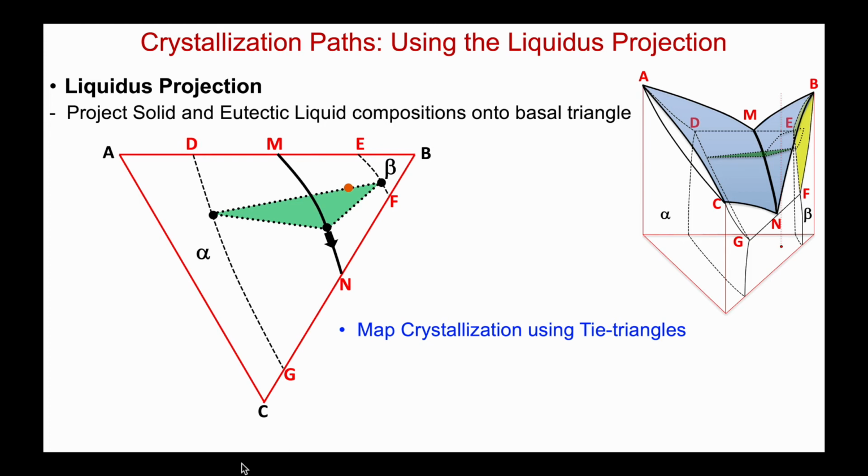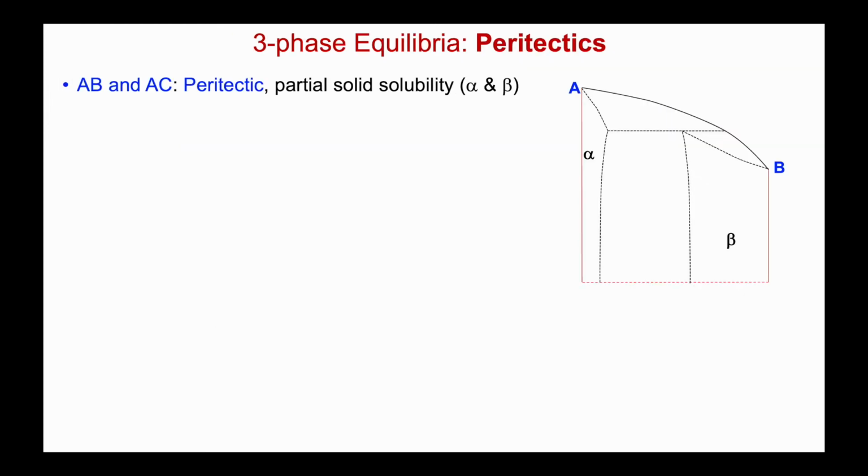Let's go to another type of space diagram that we can find in material systems that are melting or crystallizing. In this case, let's look at a three-phase equilibrium that involves peritectics. Now, we'll say that my AB binary has a peritectic reaction, so the liquid here lies outside the two solid compositions, alpha and beta. And we'll say that the AC system also has a similar peritectic, shown here.